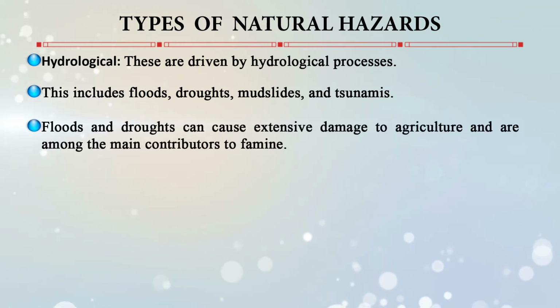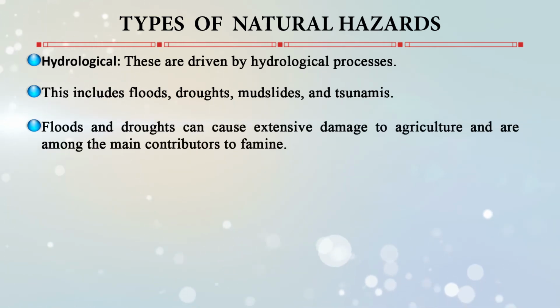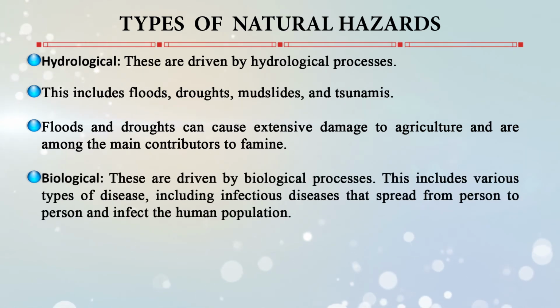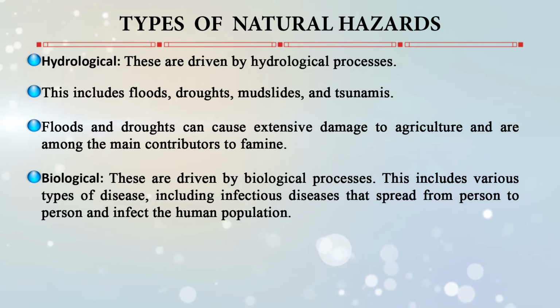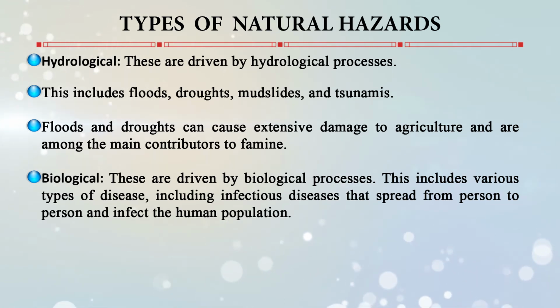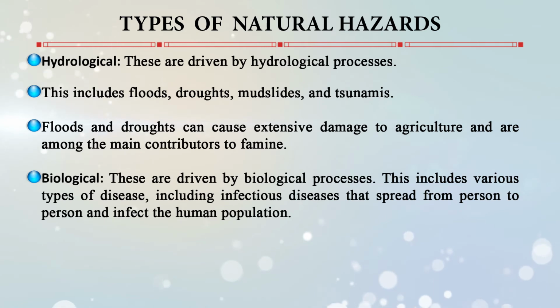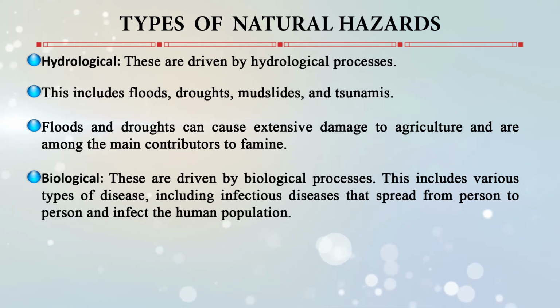They can cause extensive damage to agriculture and are among the main contributors to famine also. Biological hazards are driven by biological processes. These include various types of disease, including infectious diseases that can spread from person to person and infect the entire human population. So this could be in the form of epidemics as well as pandemics.